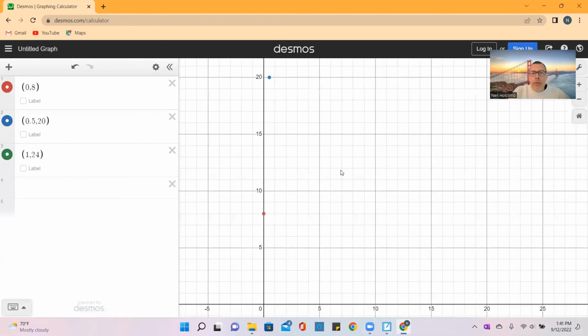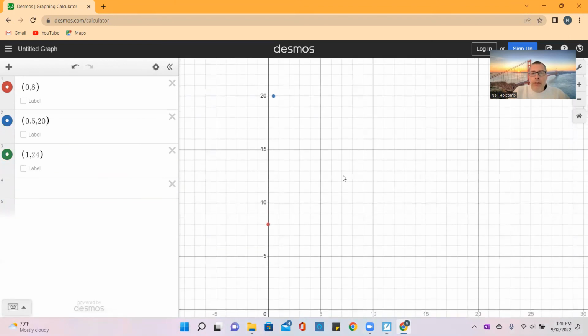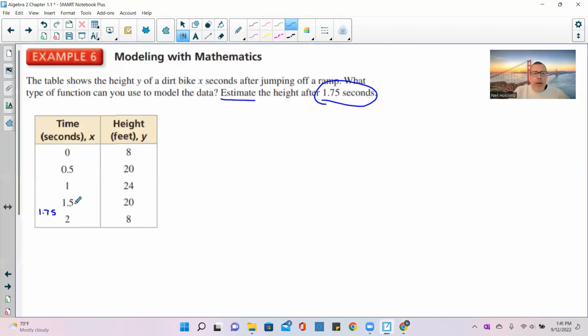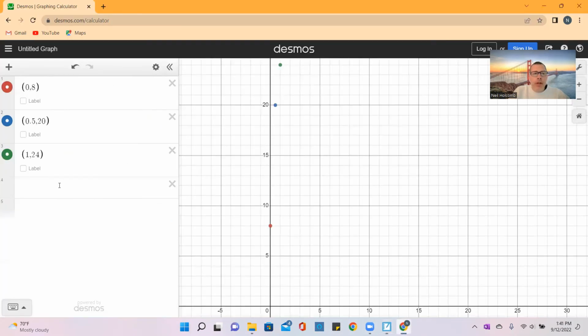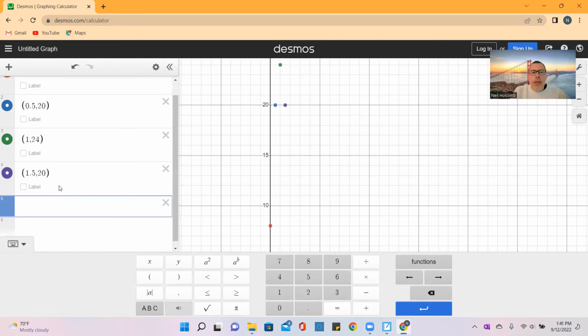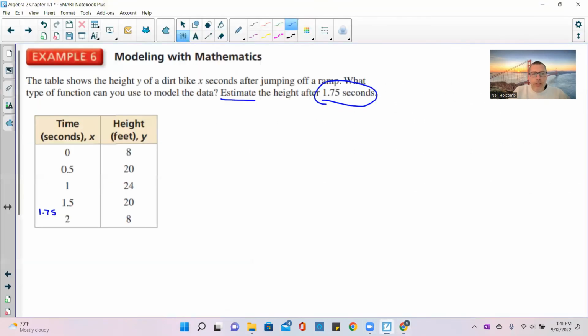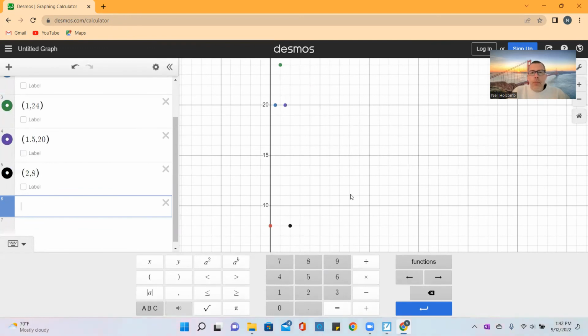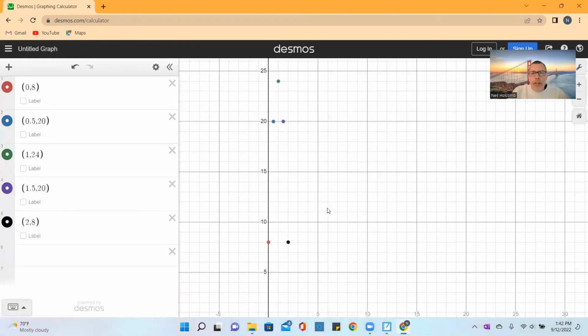Okay, so I'm going to have to zoom out a little bit more. Bring that down. Okay, so there's (1, 24) right here. 20, 21, 22, 23, 24. So (0, 8), (1/2, 20), (1, 24). Then it's coming back down (1.5, 20). And finally, (2, 8). Okay, so there it is right there.